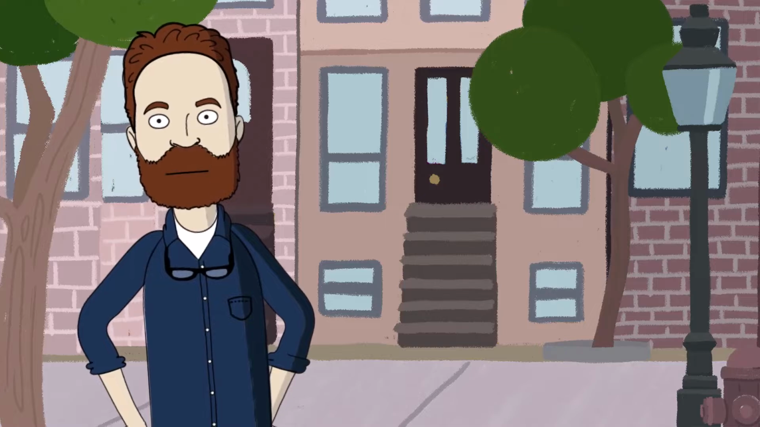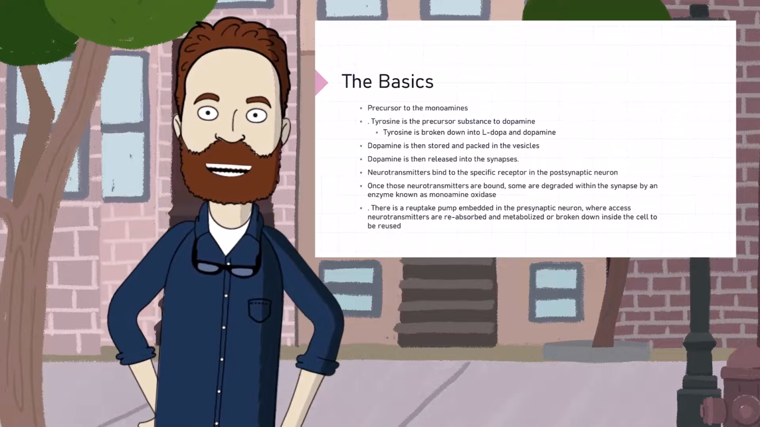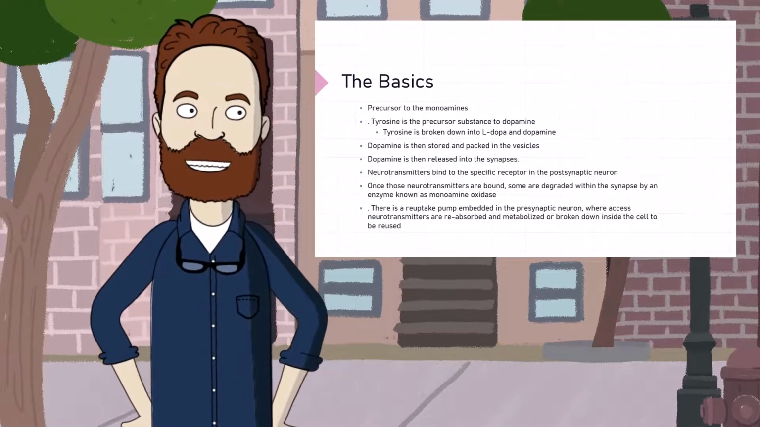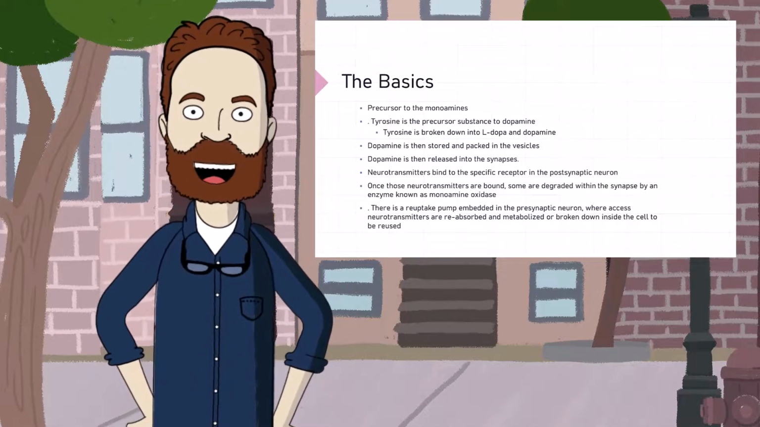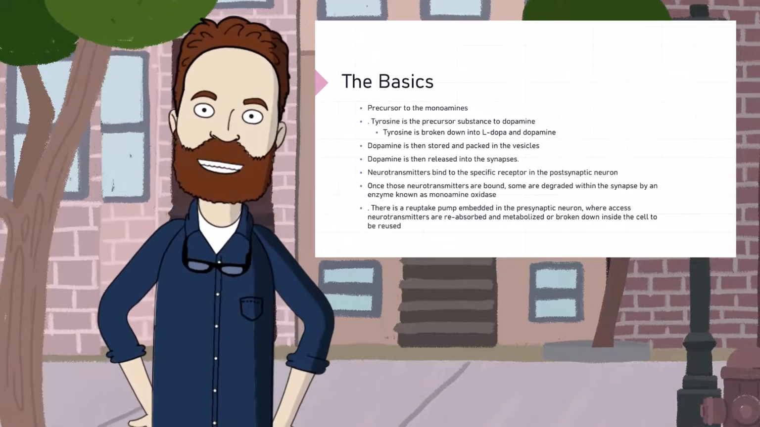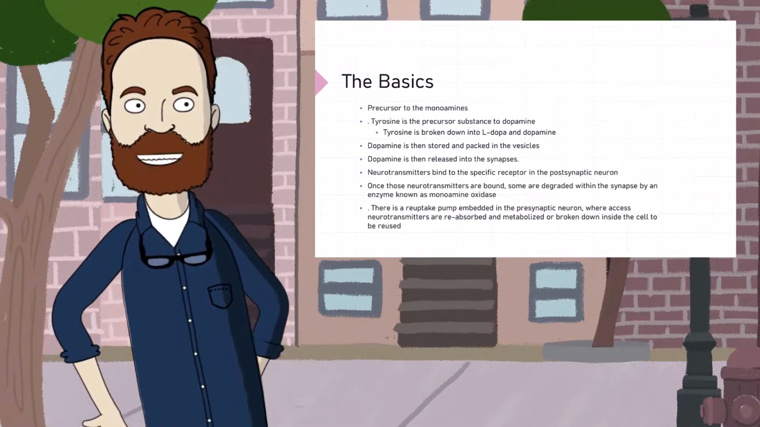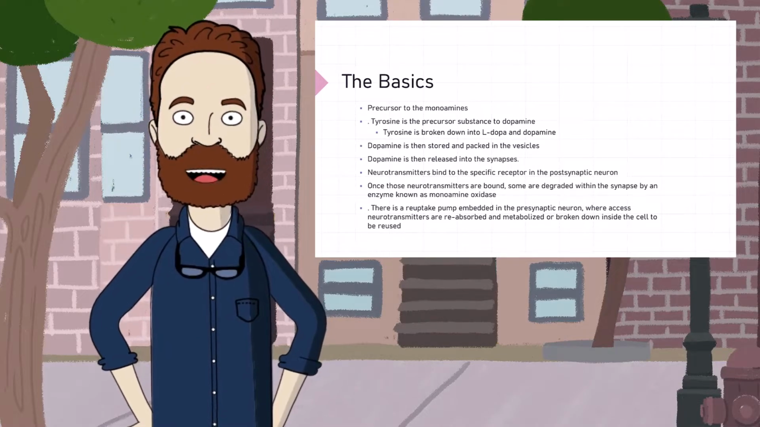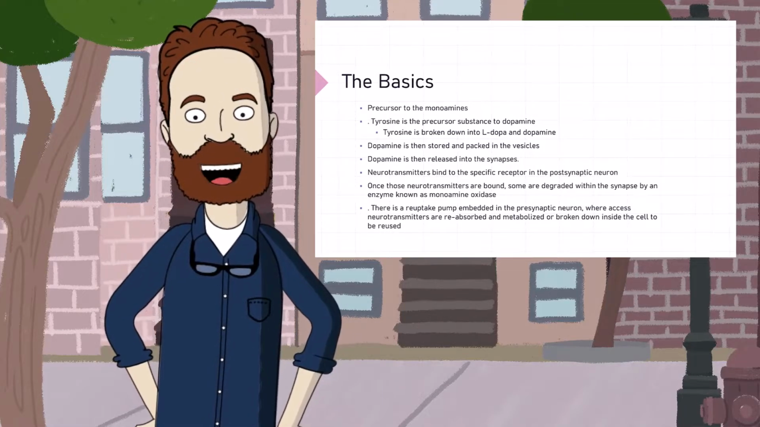So let's talk about some basics of your biology. In particular, we'll talk about some basics of neurotransmitters. So the precursor to monoamines is tyrosine. And more specifically, tyrosine is a precursor substance to dopamine. And tyrosine is broken down into L-dopa and dopamine. And once that happens, dopamine is then stored and packed into vesicles. And then dopamine is released into the synapses.